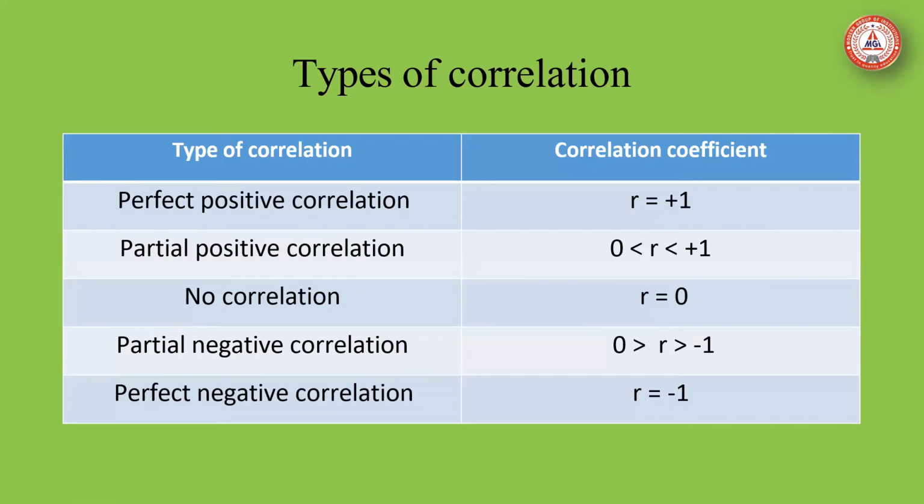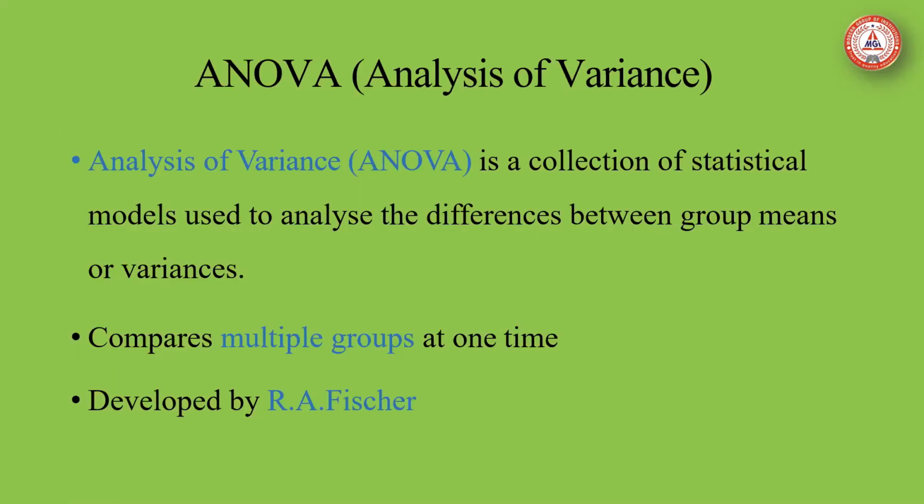Types of correlation as per Pearson correlation: perfect positive correlation, r is equal to +1. Partial positive correlation, where r is greater than 0 and r is smaller than +1. No correlation, r is equal to 0. Partial negative correlation, 0 is greater than r and r is greater than -1. Perfect negative correlation, r is -1.